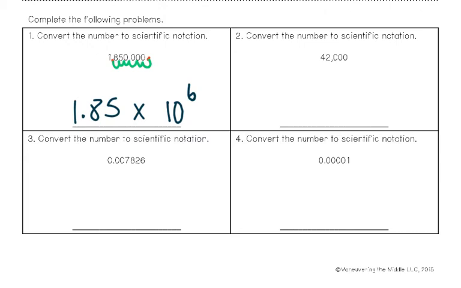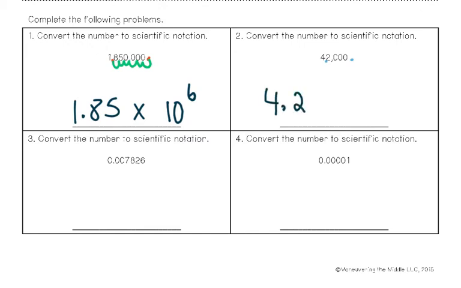Okay, so you should have just tried this by yourself. The first step is to create a number between 1 and 10. So we got to find the decimal. Right now it's at the end because it's a whole number. We want to move it to make it between 1 and 10, so we're going to make this a 4.2. 4.2 is between 1 and 10. So 4.2 is my first number.